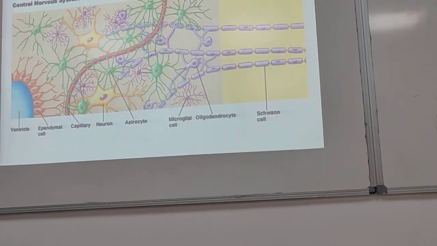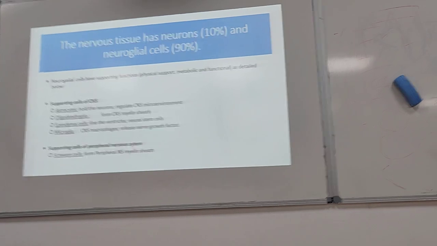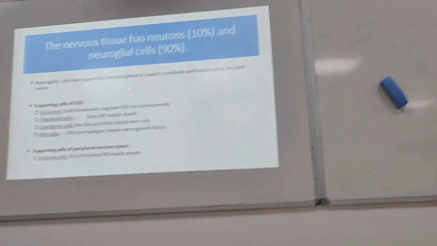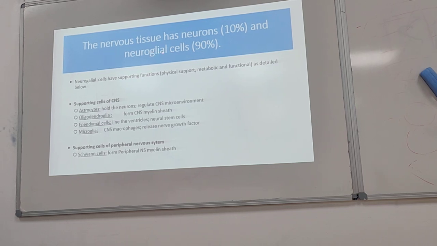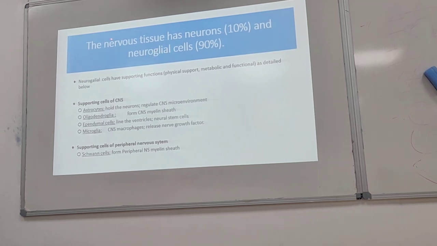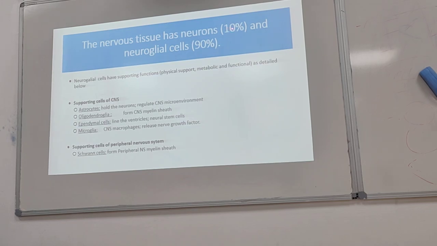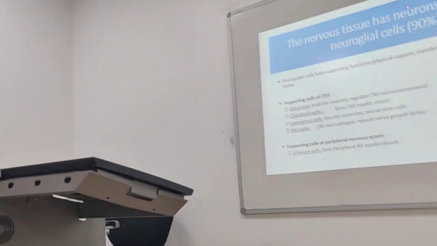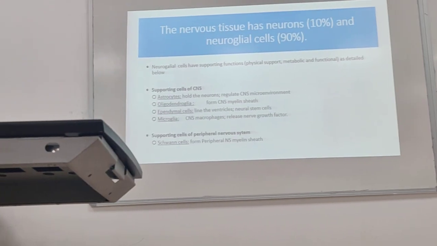So we have many types of cells which are called supporting cells. So we make a concept that we have got many types of supporting cells. They are called neuroglia. So one is neuron and the other is neuroglia. Sorry, 10% is neuron, 90% is neuroglia. What is neuroglia? Support.